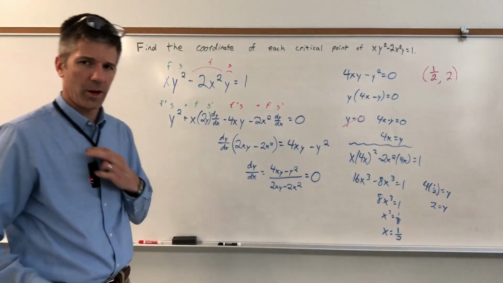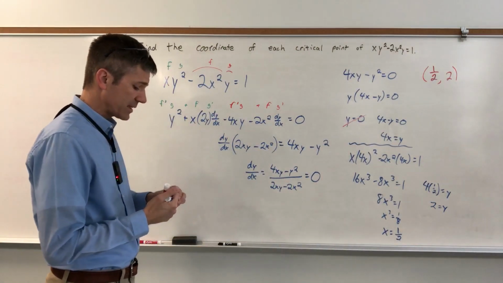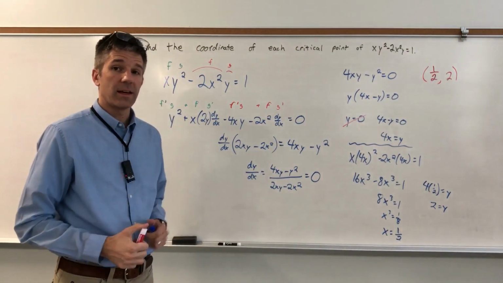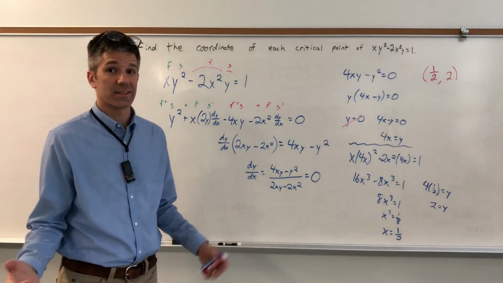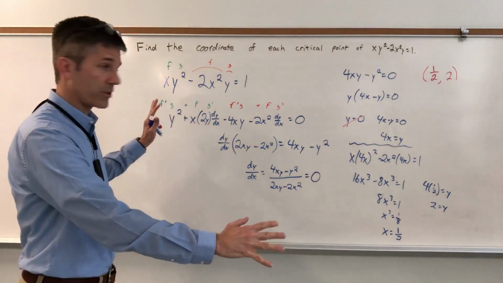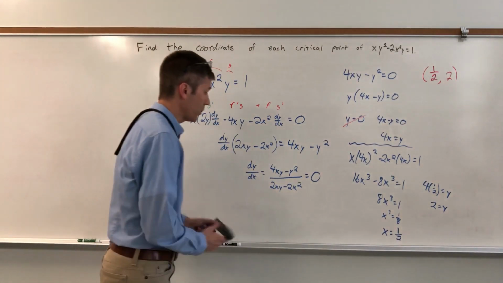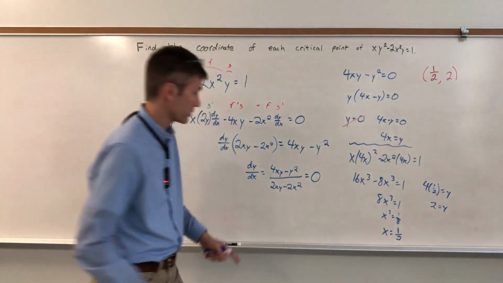Not done? How are we not done? Critical points exist everywhere the derivative equals 0. Check. Everywhere the derivative doesn't exist. I haven't done that yet. Okay, this is where the derivative equals 0. Now we're going to see where the derivative doesn't exist. That would be if the denominator is equal to 0.